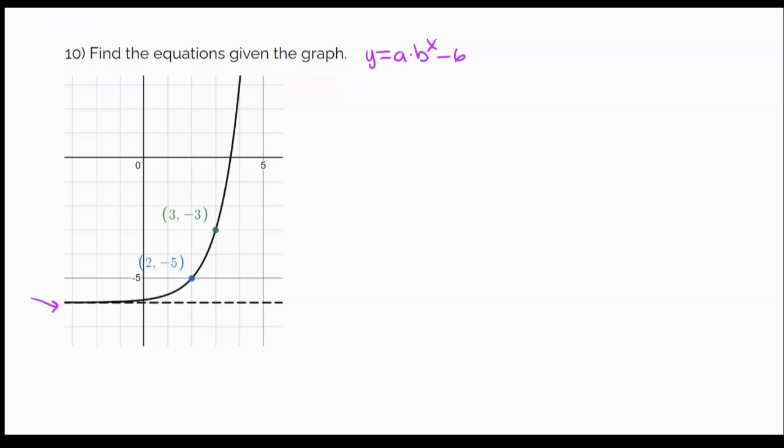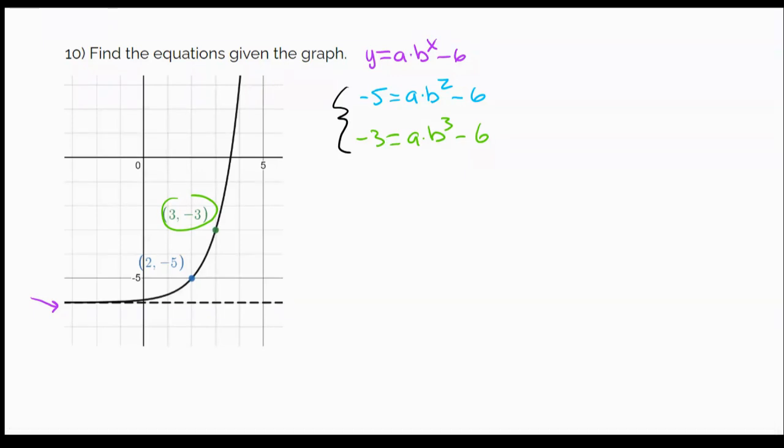I'm given 2 points, the blue one and the green one, so I'm going to plug those x and y values into this purple equation here. My first one, starting from left to right, is the y value of -5. I don't know a or b yet, and my x value is 2. Whereas for the second point, my y value is -3, and the x value is +3. So I just plugged in both of those x and y values, and now I can see this as a system of equations where I can use substitution to solve.